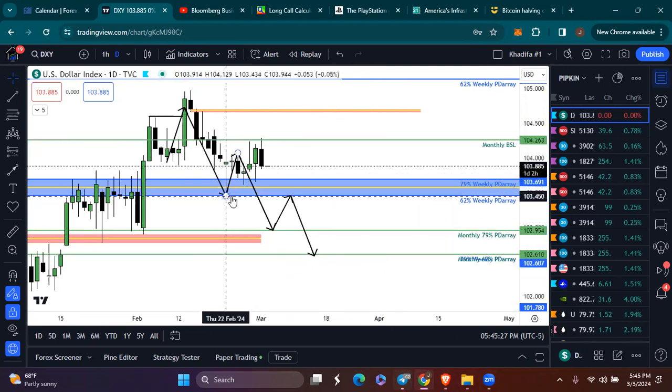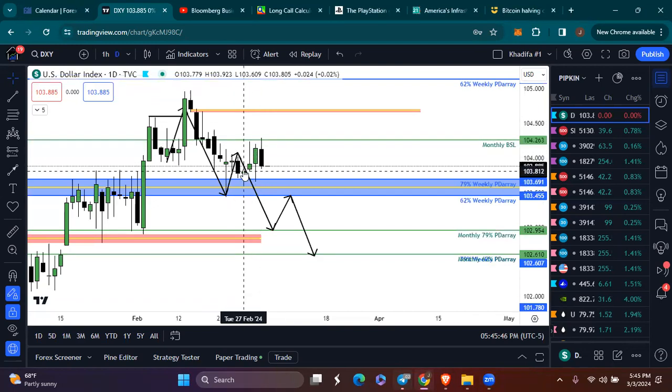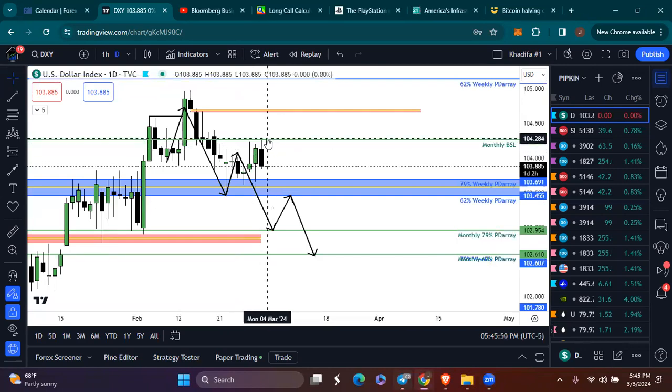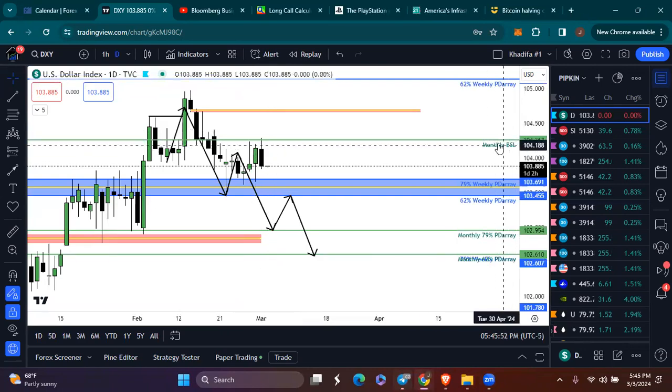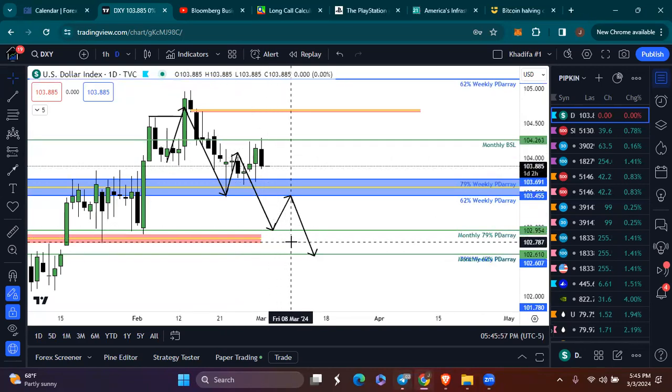I want to see us come down to the bottom of this weekly PD array here, inside of this blue shaded area. I wanted to see us bounce up off of there. I didn't really want to see us wick up as high as we did, but it is what it is. Nothing's cookie cutter perfect. So as long as we didn't break aggressively above this buy side liquidity and close above it, I am still bearish to the downside.